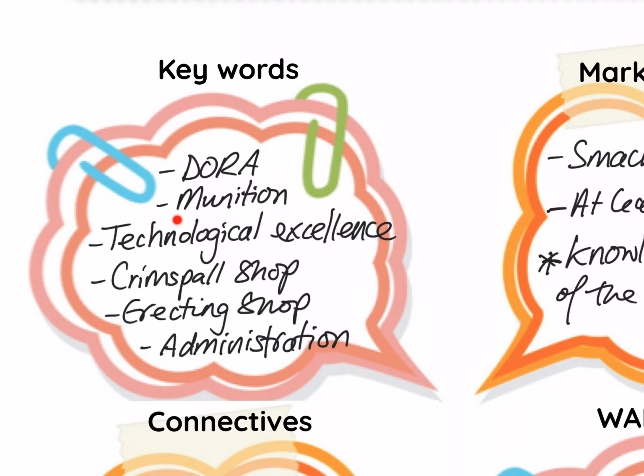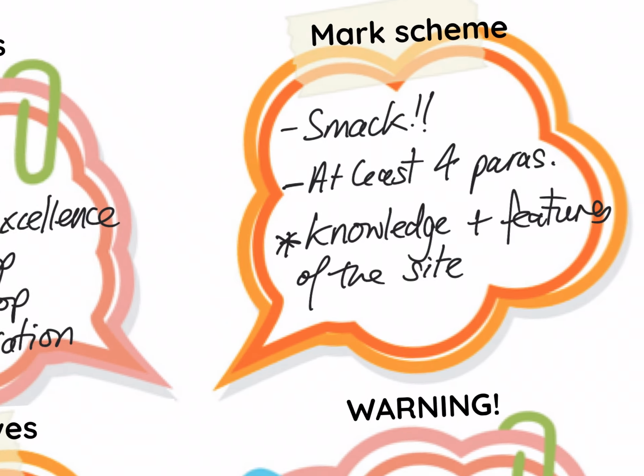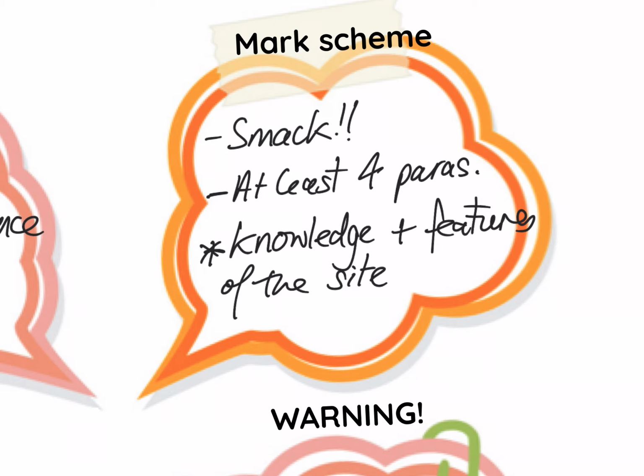Some of the key words that I'm going to be using revolve around, as I already mentioned previously, DORA. I use the word munition, technological excellence, Crimsall shop, erecting shop, administration. There's obviously lots more in this, but these are just some of the key words that I'm going to use. And with the mark scheme, remember we need to smack the examiner in the face. We've just done that with the clinching argument, but I'll look at how I start my answer shortly. We'll need at least 4 different paragraphs, and that is at least. We use 4 paragraphs here because you can do an in-depth paragraph on each different point.